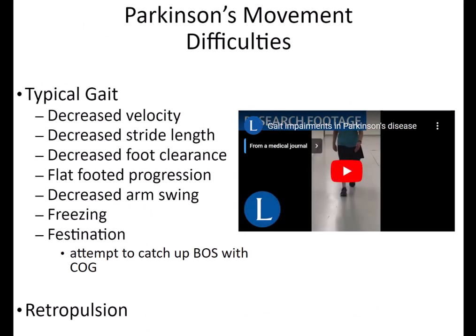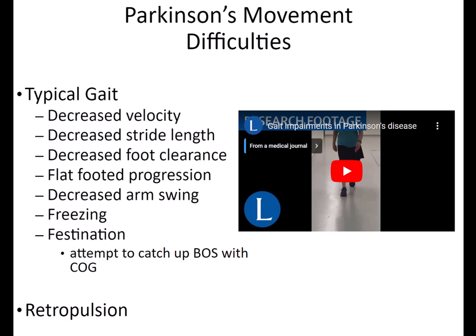And this slide lists some common Parkinson's movement difficulties. There's going to be some typical gait changes that you'll see that are listed here on the left of the slide. So there's going to be decreased velocity or just slowness of movement, decreased stride length and foot clearance, a foot flat progression. You're going to notice a decreased arm swing, as well as something called freezing of gait. That's where the person just stops when they're trying to walk. They're really trying to go forward, but they get stuck, and that's called freezing.